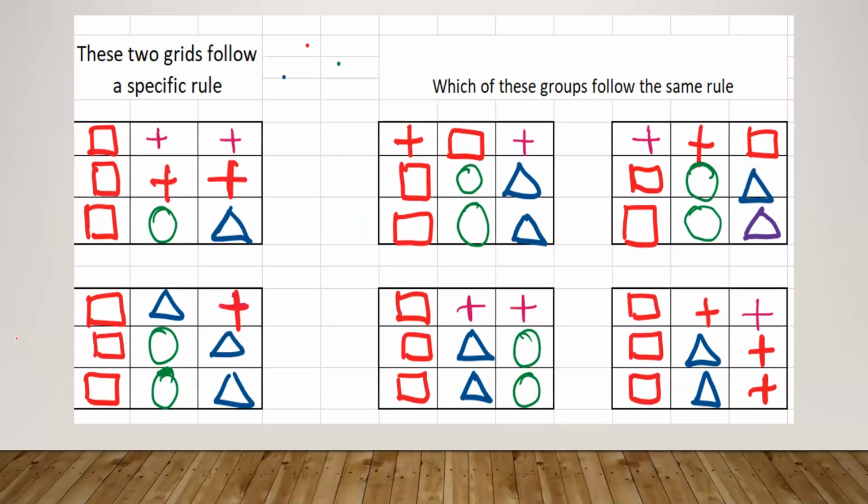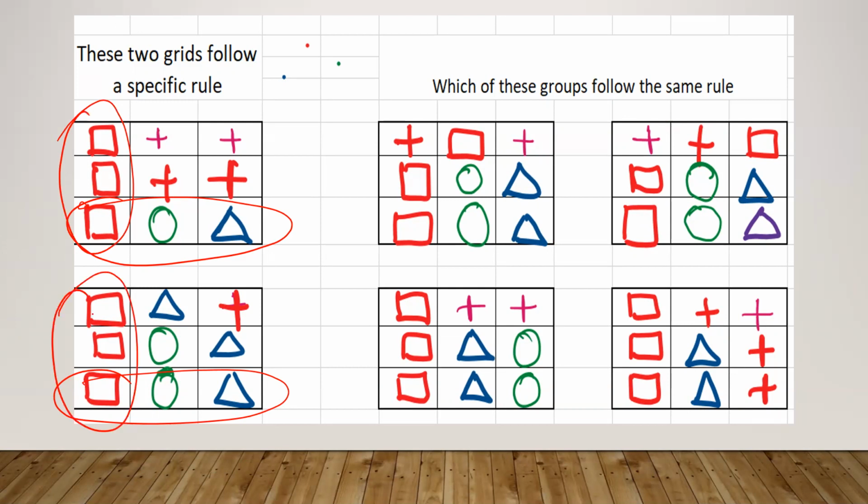Now see the next problem. Here the first row is not the same, the second row is not the same, the third row is the same. Now you see the first column is the same. Then diagonal wise, no, the diagonal is not the same. The first column is the same and the third row is the same.